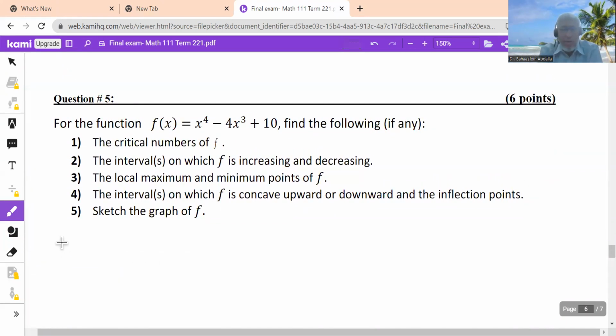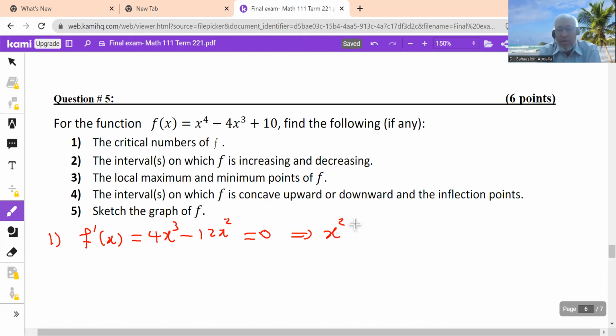For this function, find the following: the critical numbers. Well, we have seen how to find the critical numbers. We need to find the derivative. The derivative is 4x cubed minus 12x squared. And now we put it equal to 0 and find the critical numbers. You can divide by 4 and take x squared as a common factor. When you take x squared as a common factor, you have x minus 3. Because remember, I divided by 4.